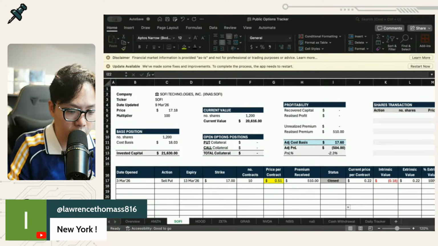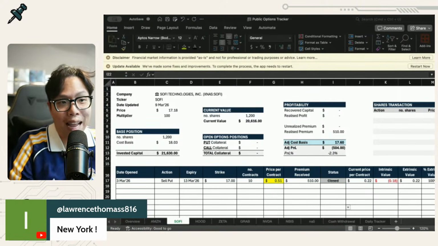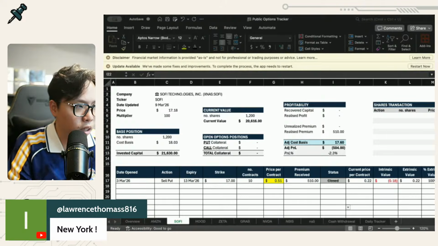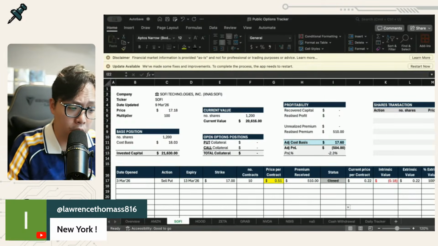Do I sell calls against my positions over here in this account? Yes, but right now not at this point in time for SoFi because it has been falling because of the short report and because of the market momentum. But I do sell calls against my positions.